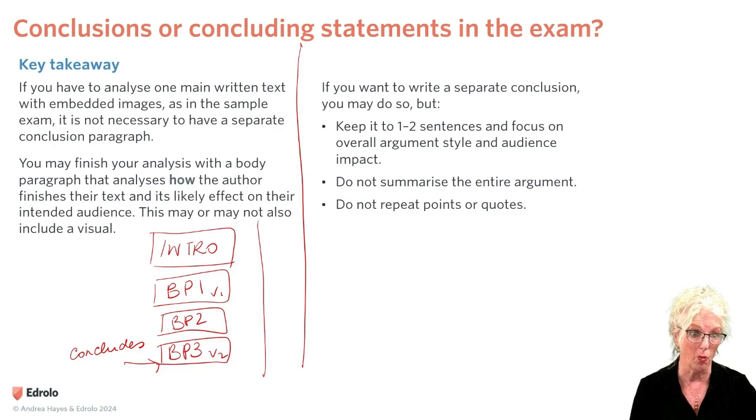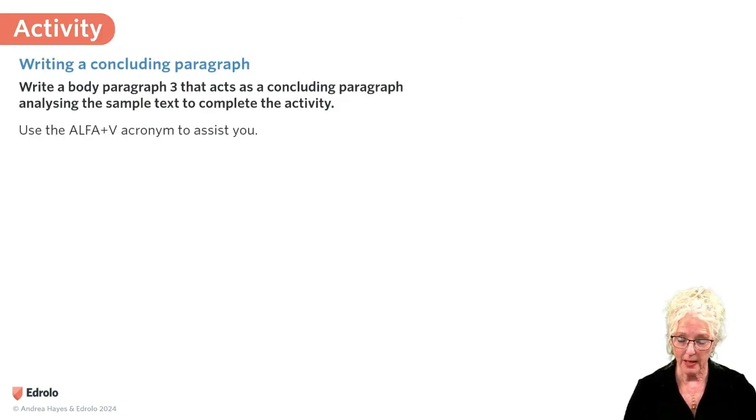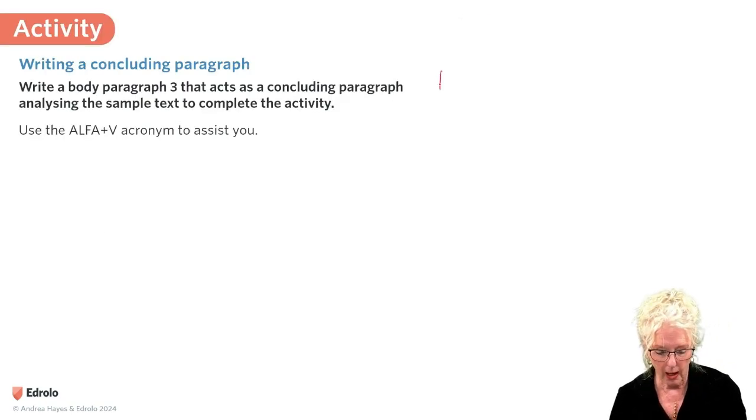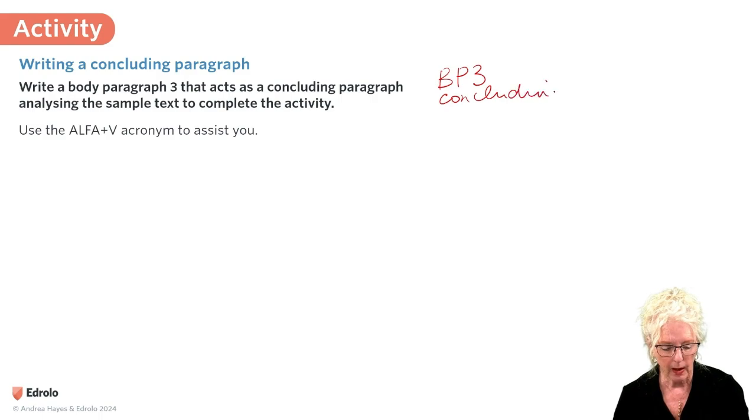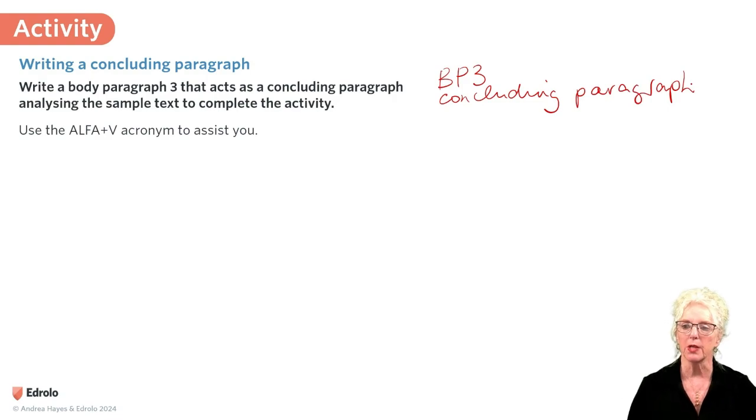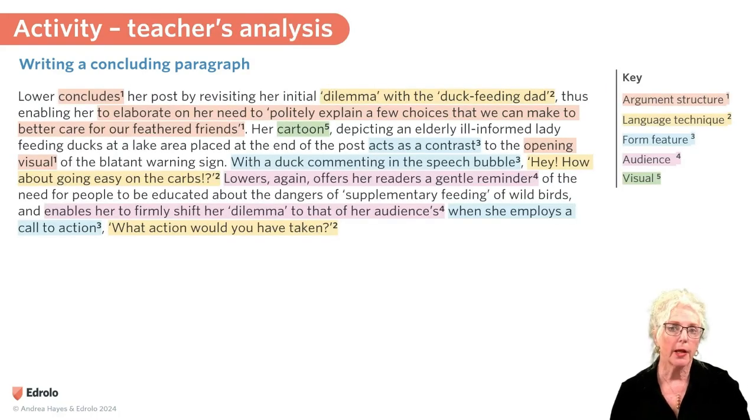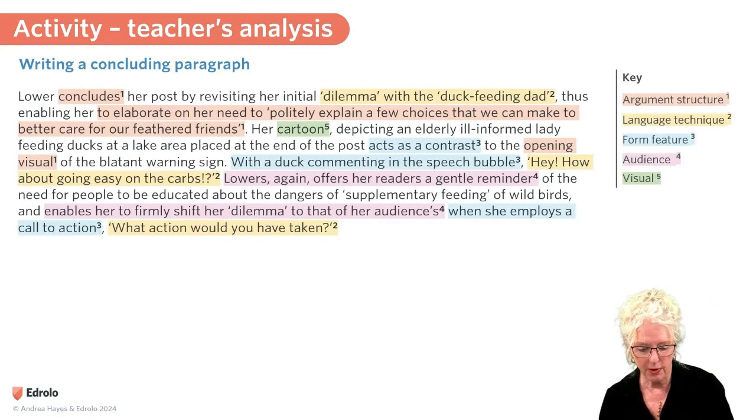So for this activity, try to write a body paragraph 3, and that is a concluding paragraph. So it's going to have your argument point and how the author concludes. Is there a call to action? That is a very good thing to look for. This concluding paragraph, like your other paragraphs, they don't have to be the same size. So here is my concluding paragraph. So this would be a body paragraph 3.